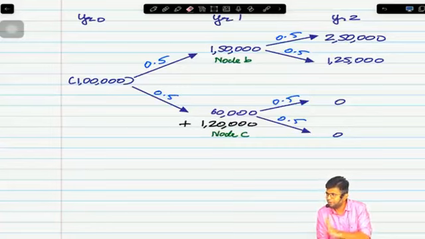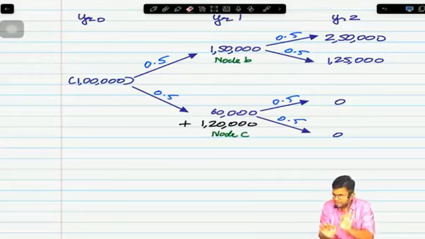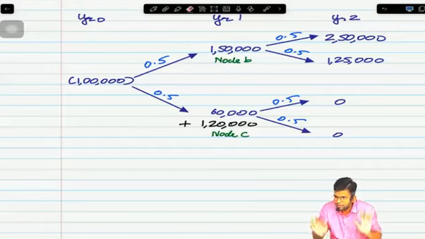By the way, when will you decide to abandon? Once you get 60,000 cash. Everybody clear? Once you have got that 60,000 cash, it is at that point you say, I don't think it is worth continuing from here.